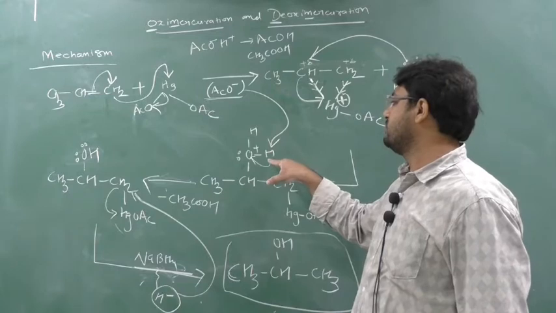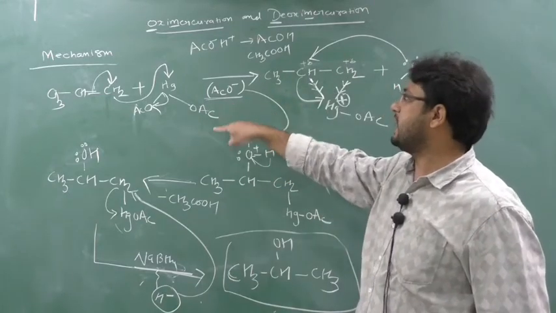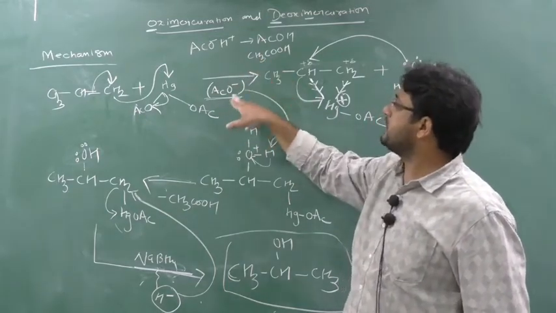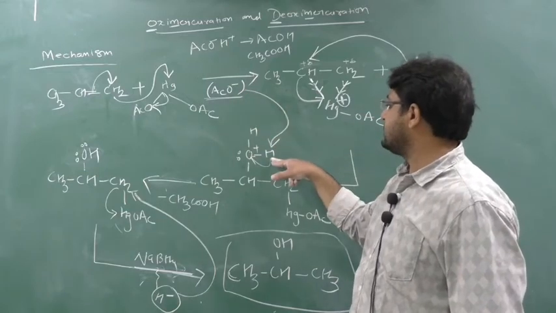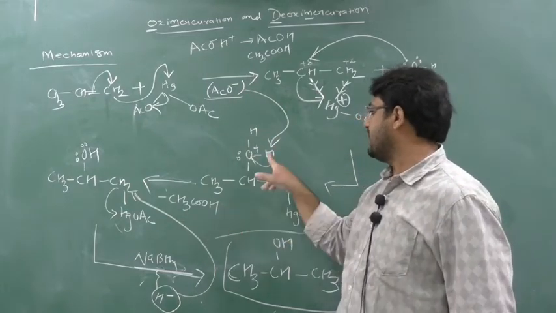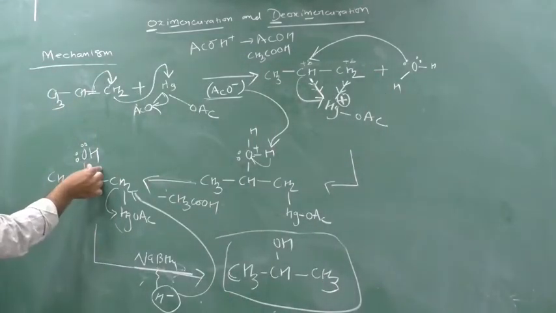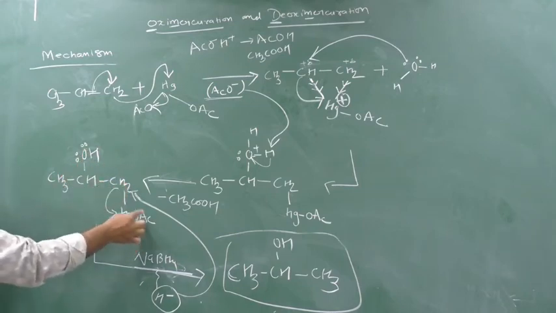Who will help to remove this H plus? Remember, in the first step we removed this acetate ion. Acetate ion means CH3COO minus. Yes or no? So this CH3COO minus will come, react with this H and form CH3COOH, and H will release this oxygen. So when H releases this oxygen, it will form OH now. So CH3CHOH, this CH2, again I have this HgOAc.